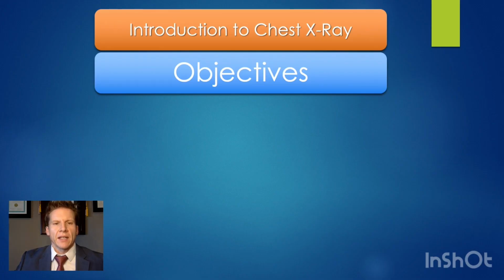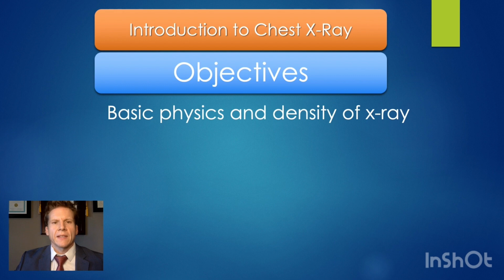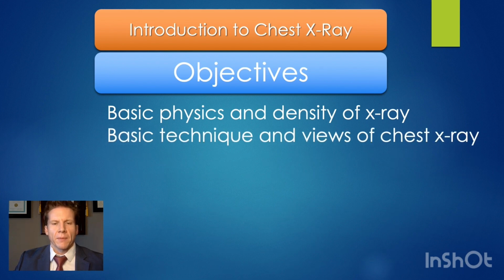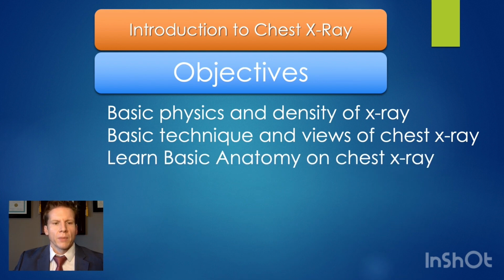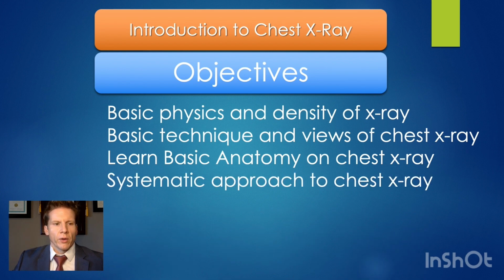The objectives of today's talk are to first review the basic physics of x-ray and densities that you are going to see on a chest x-ray. We're then going to talk about basic techniques of acquiring a chest x-ray and things to keep in mind when looking at them based on the technique. We want to learn basic anatomy of a chest x-ray both on a frontal and a lateral radiograph so that we are comfortable interpreting those. And then we're going to develop a systematic approach to interpreting chest x-rays. And finally, we will end with some real-life case examples to try to put everything together.